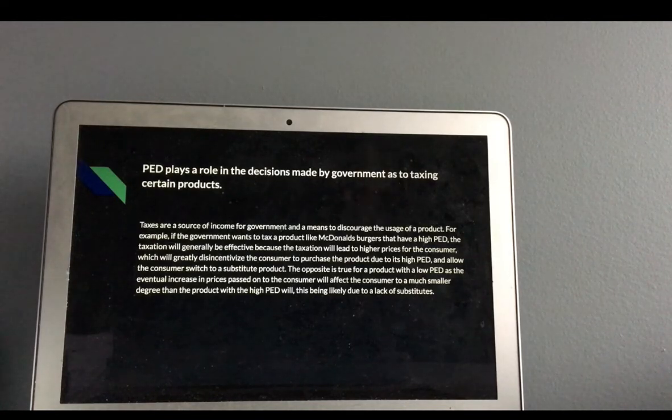The opposite is true for a product with a low PED, as the eventual increase in prices passed on to the consumer will affect the consumer to a much smaller degree than the product with the high price elasticity of demand will. This being likely due to a lack of substitutes.